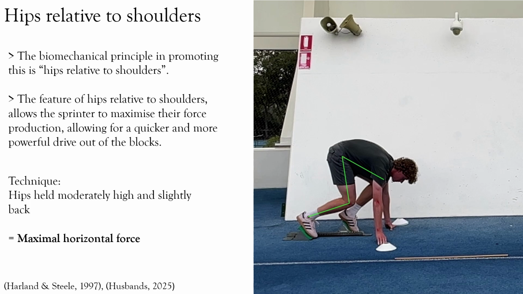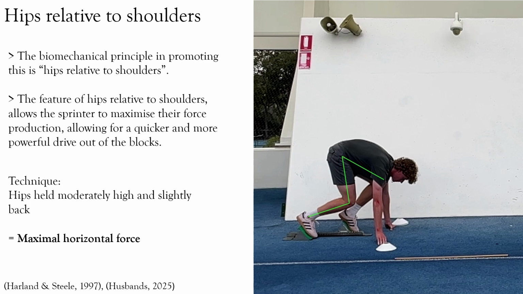In the block sprint start, maximizing horizontal velocity is influenced by the body's ability to generate force and accelerate effectively, all of which are impacted by proper alignment with the hips and rear leg. The biomechanical principle in promoting this is hips relative to shoulders. In the set position, using the feature of hips relative to shoulders allows the sprinter to maximize their force production, allowing for a quicker and more powerful drive out of the blocks.